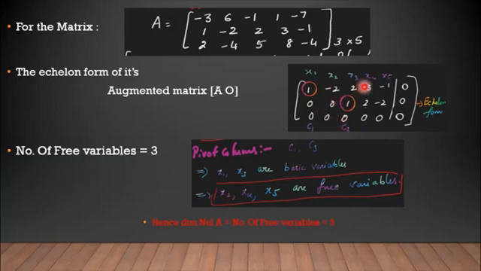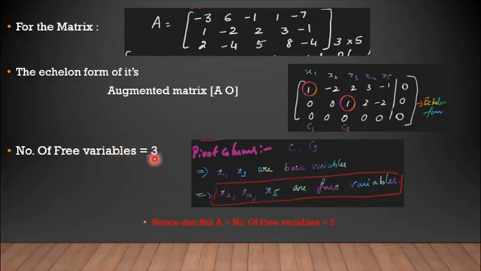Then the remaining three columns are not pivot columns: C2, C4, C5. That means the remaining three variables are free variables. So the number of free variables will be equal to 3, that is equal to the number of columns that are not pivot columns. Or you can say here pivot columns are C1, C3, that implies x1, x3 are basic variables, which implies x2, x4, x5 are free variables. How many free variables are there? 3 free variables are there.